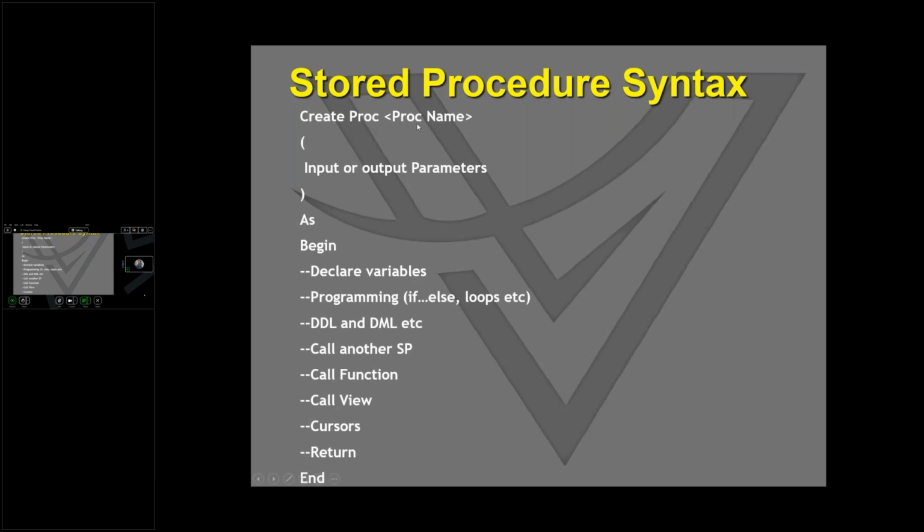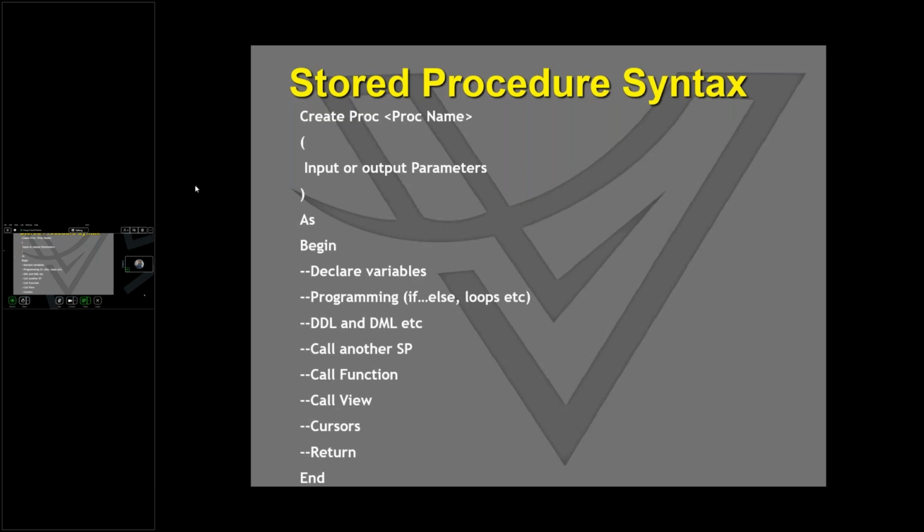So create proc name, brackets open and close, and inside them the input or output parameters. Input parameter means that if you want to pass some value to the stored procedure, you can pass it through input parameters. The same goes for output parameters. We are going to discuss input and output parameters in the practical session.